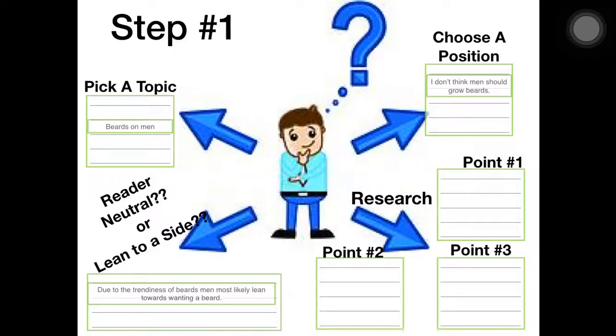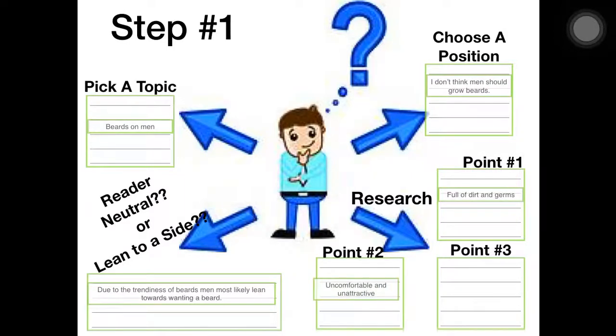Now, the 3 points I'm going to research in the next step, okay? This is just step 1, so I'm not researching yet. I'm just getting my ideas down. And then tomorrow in step 2, I'm going to have to research these ideas, but I want to know what I'm going to research, so I have to think ahead. So the first point that I'm going to research is full of dirt and germs. I'm just guessing that if these hairy beards are out there, they're probably getting full of dirt and germs and food and things like that. So I'm going to research that tomorrow.